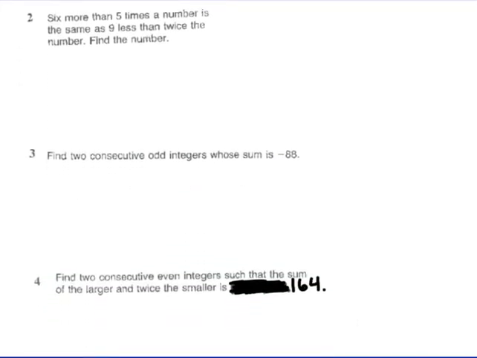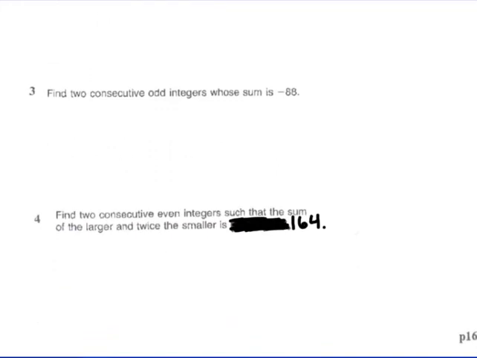I like question number 3. Find 2 consecutive odd integers. Consecutive meaning in order, in a row, right after each other, like x, y, z are consecutive letters. Odd integers, integer meaning it's got to be a whole signed number, and it's got to be odd, so like negative 20, negative 22, and negative 24 are odd integers that are in order, consecutive order. So find 2 consecutive odd integers whose sum is negative 88.